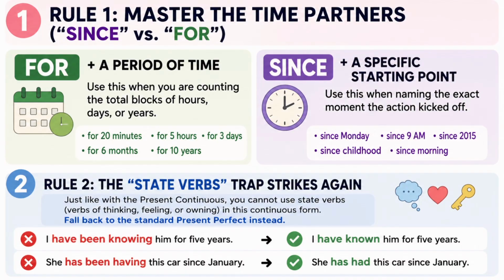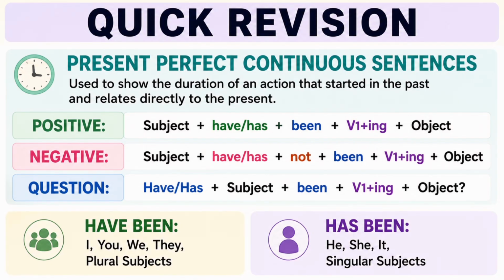Look at these incorrect sentences. I have been knowing him for 5 years. She has been having this car since January. The correct sentences are, I have known him for 5 years. She has had this car since January. Now let's do a quick revision.